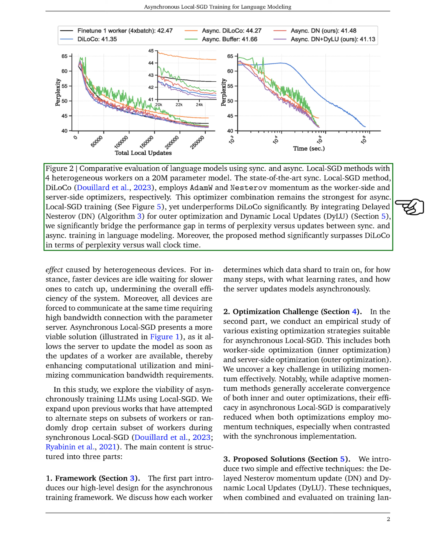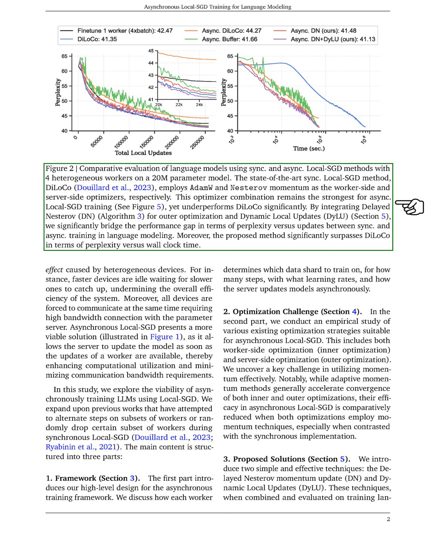For example, faster devices are left waiting for slower ones to catch up, which undermines the overall efficiency of the system. Moreover, all devices are forced to communicate at the same time, requiring a high bandwidth connection with the parameter server. Asynchronous Local-SGD presents a more viable solution, as it allows the server to update the model as soon as the updates of a worker are available, thereby enhancing computational utilization and minimizing communication bandwidth requirements.